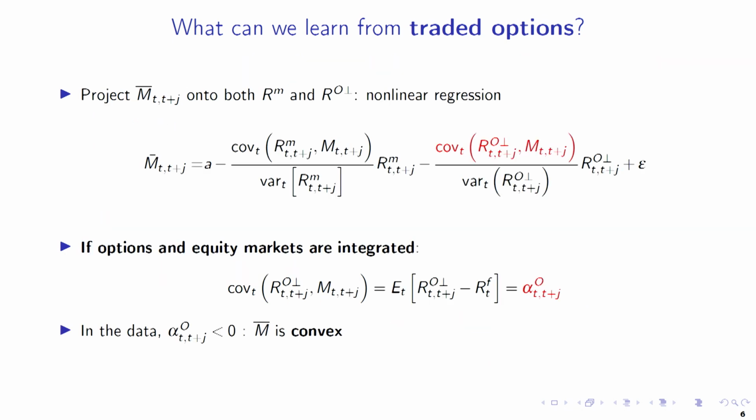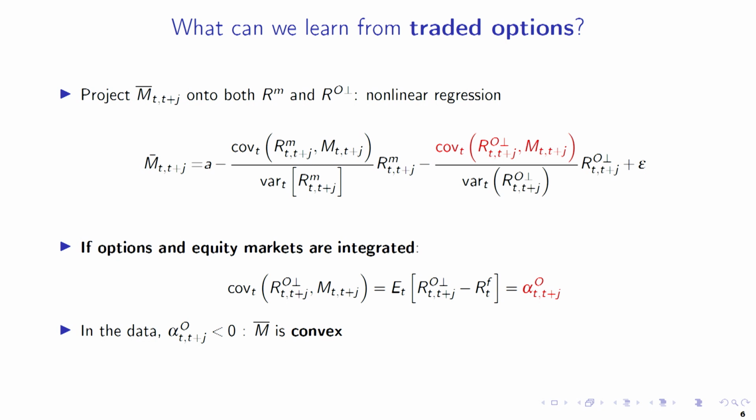And I can always do that theoretically, and you get your ordinary least squares coefficients. That's this ratio. It's the covariance of that 0 beta return with the return on the market divided by the variance of the 0 beta return. The problem is I don't see that because I don't observe that marginal utility. That M is not observable. That's my problem. However, if options and equity markets are integrated, then there's a trick.